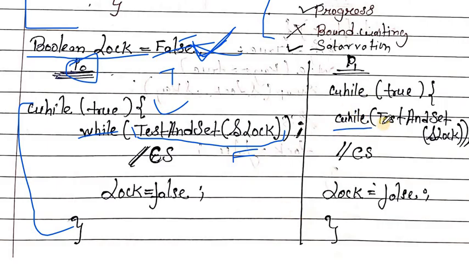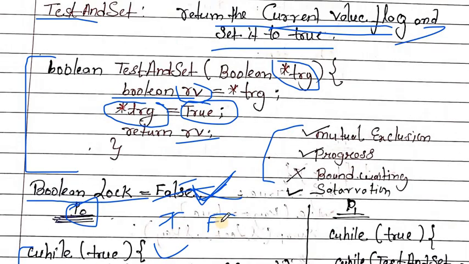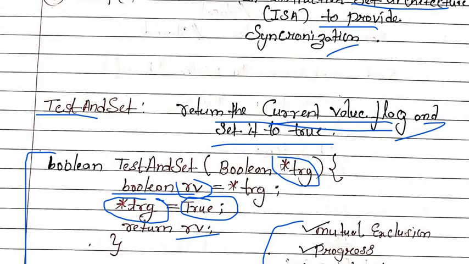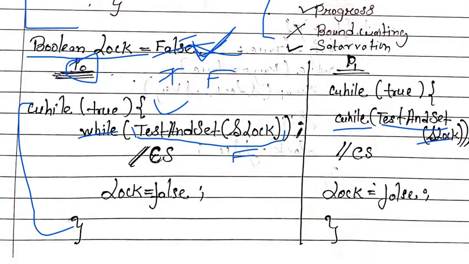So the while loop, test and set lock, returns the current value of the lock. The current value of the lock is true, and it makes it false. Okay, sorry, make it true. Set it true.